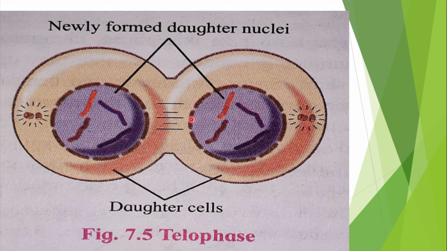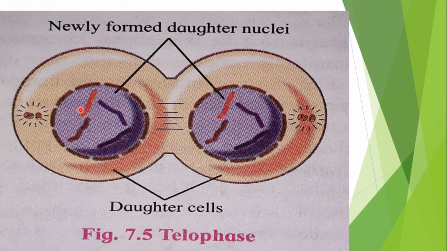In prophase, the nuclear membrane disappeared. Here, the nuclear membrane reappears around the daughter chromosomes at both poles. At one pole, 46 daughter chromosomes are gathered, and at the other pole, 46 daughter chromosomes are gathered. Around each group of daughter chromosomes, a nuclear membrane reappears. Inside the nuclear membrane, the nucleolus, which disappeared during prophase, reappears in telophase.